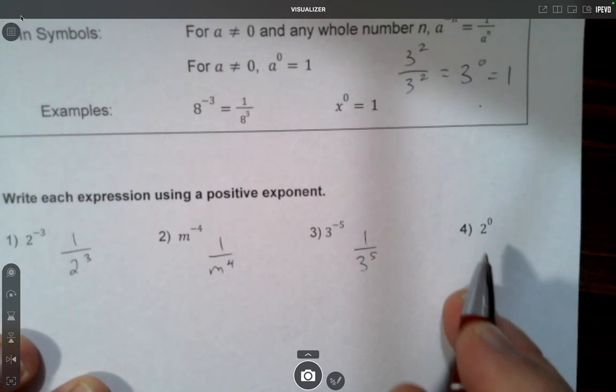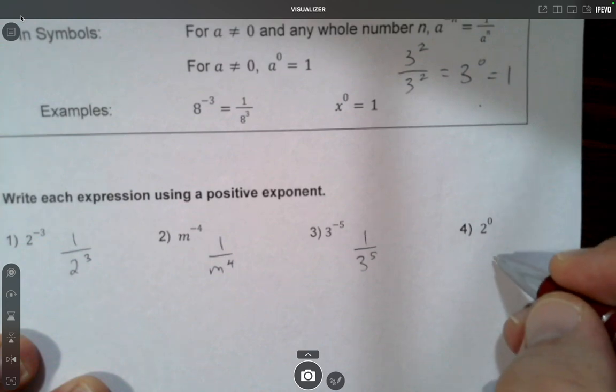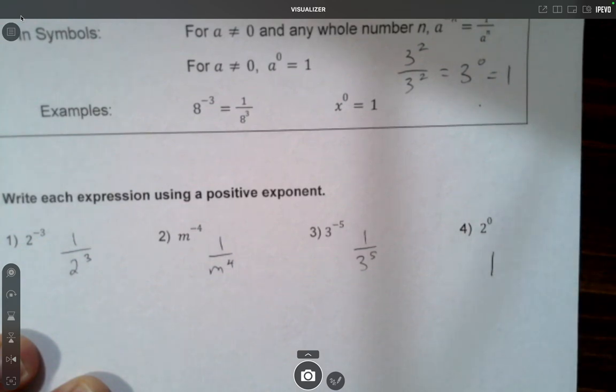And anything raised to the 0 power is equal to 1. It can be the largest number you can imagine. If you raise it to the 0 power, it's equal to 1.